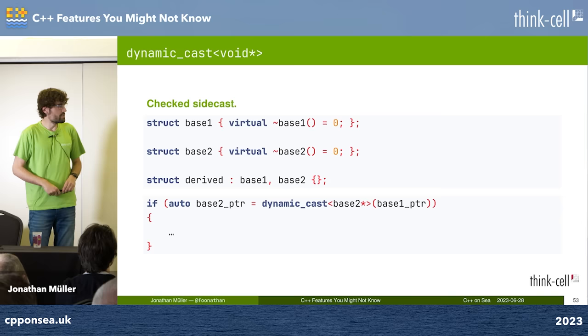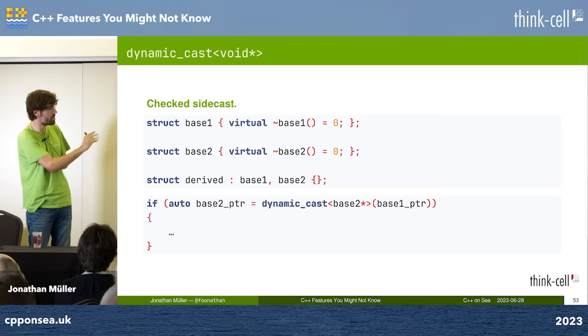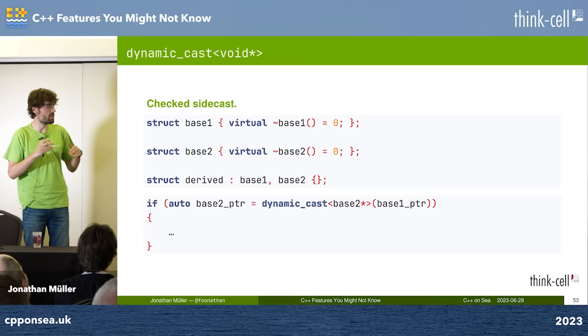You can also do a sidecast. So you've got a derived class that has two base classes, and you've got a base pointer to the one, and you convert that to a base pointer to the other, and this goes down through the derived object and then back up. So this is a sidecast. You can also do that with dynamic_cast. And you can also use dynamic_cast to do an upcast, but that's just the same as a static_cast.